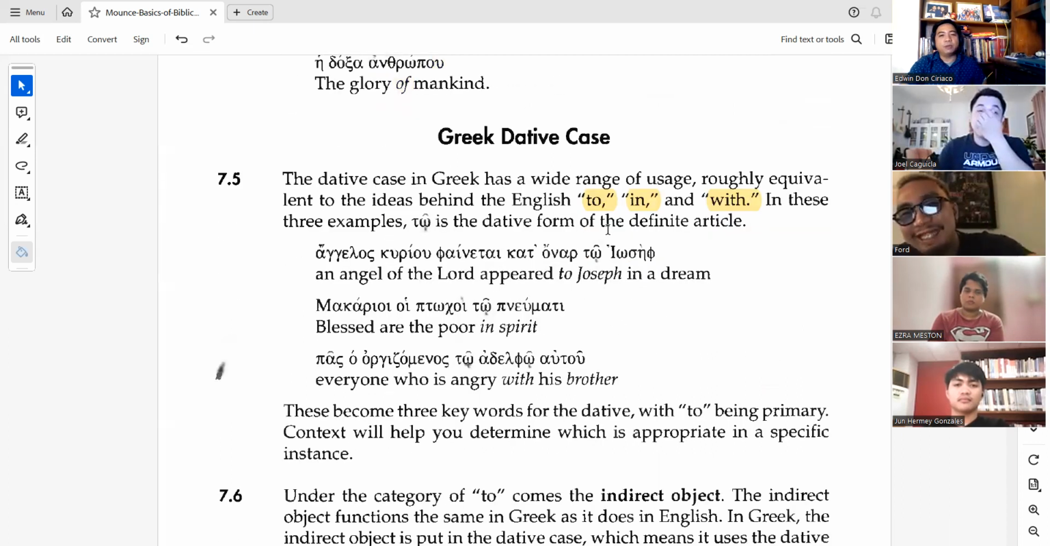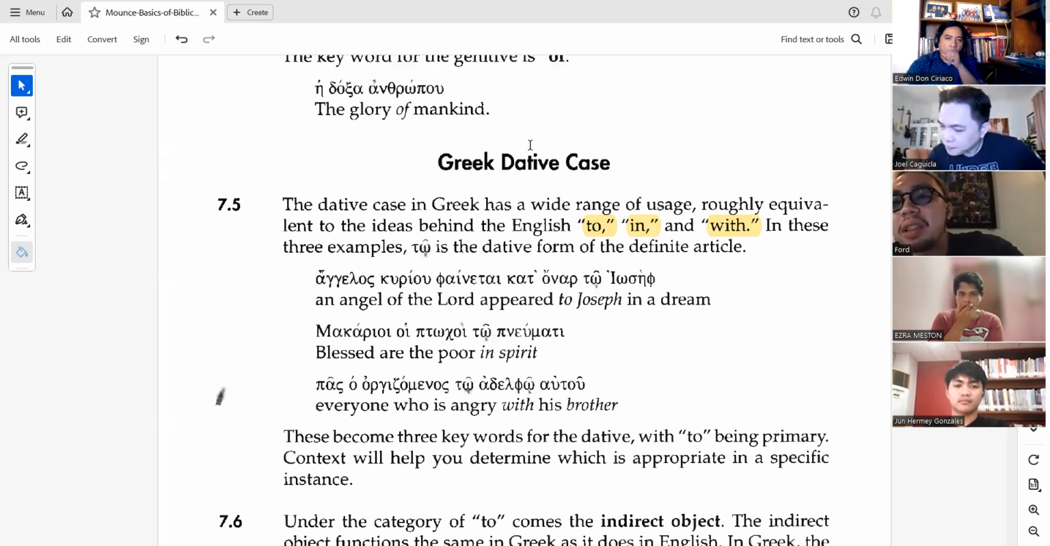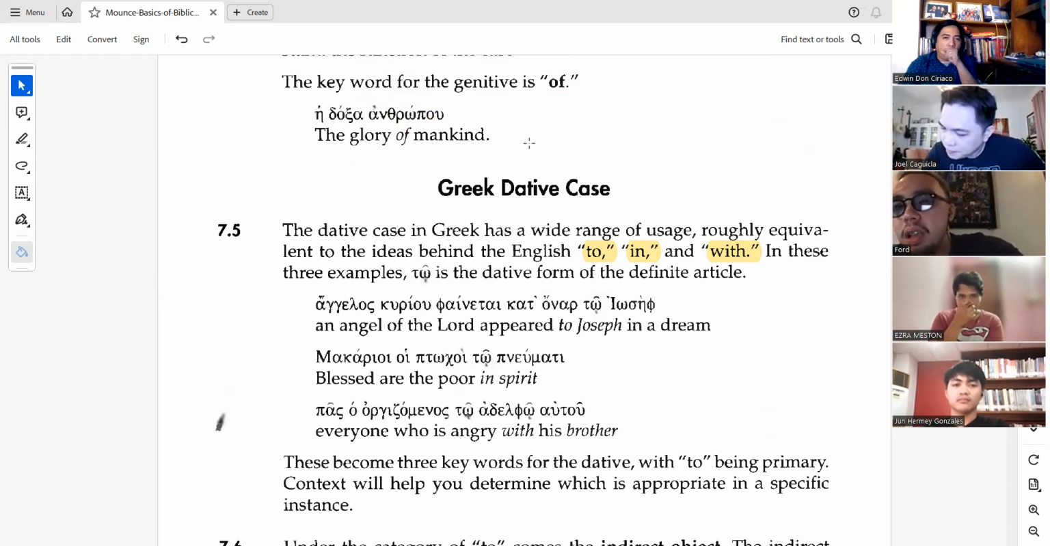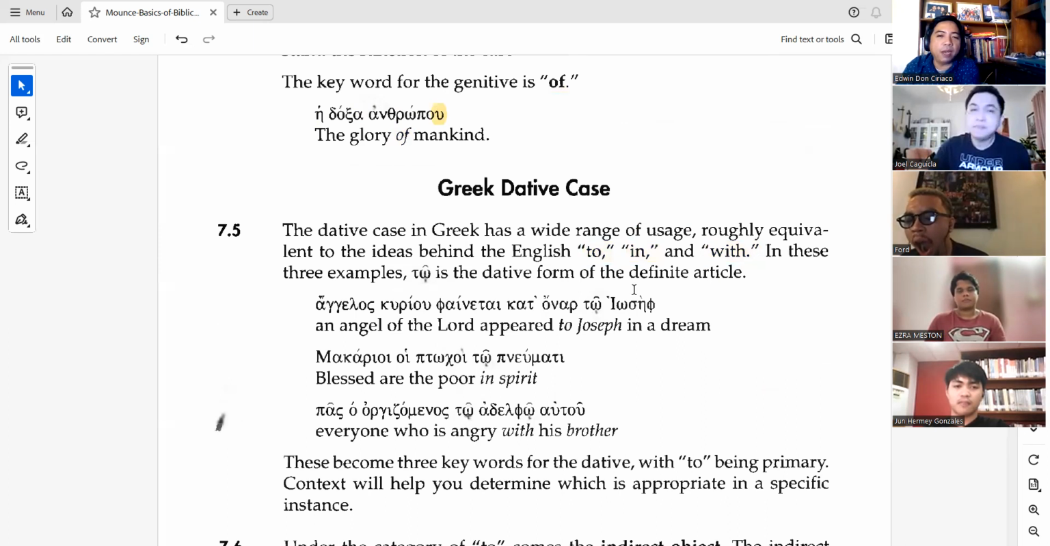So now here we go to the dative case. And using these direct examples, notice that the ending here is the upsilon, while the ending of the dative uses the omega with the iota subscript. So what is the iota subscript?